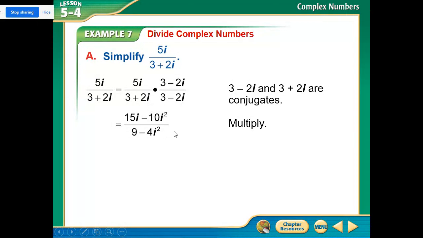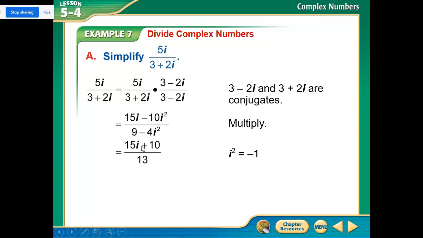But Mr. Bailey, you said you can't have any i's in the denominator. You're right. But remember, i squared can be rewritten as negative 1. And when I rewrite them as negative 1, there is going to be no i's left in the denominator. So negative 1 here, so this is positive 4. 9 plus 4 is 13. We have the 15i, and then this becomes positive 10.